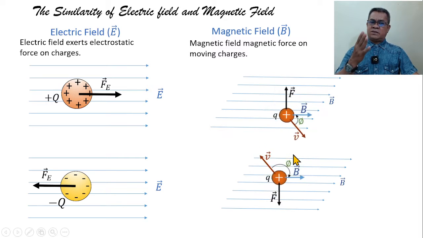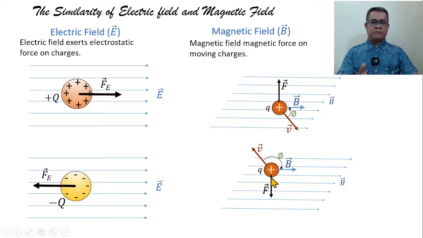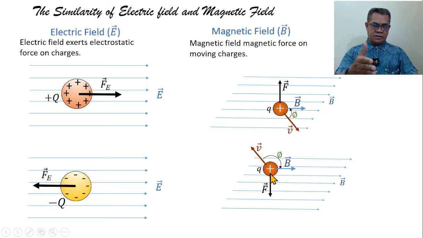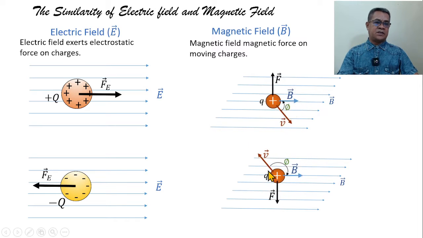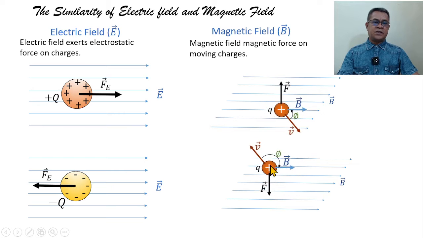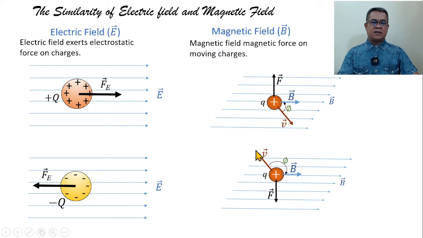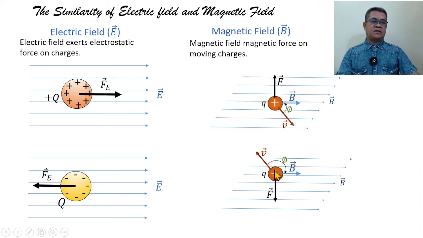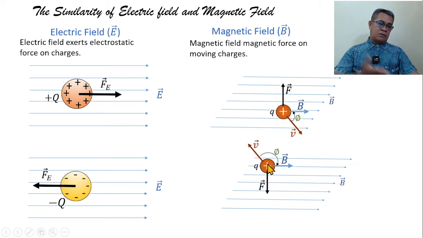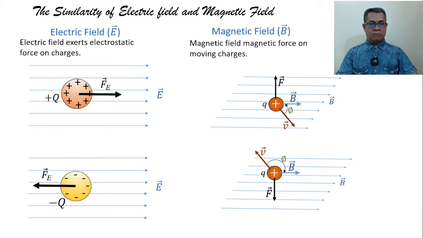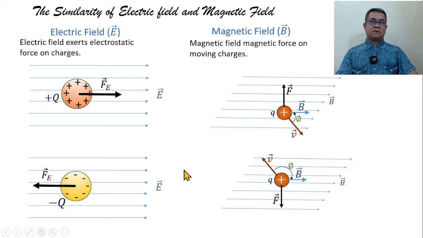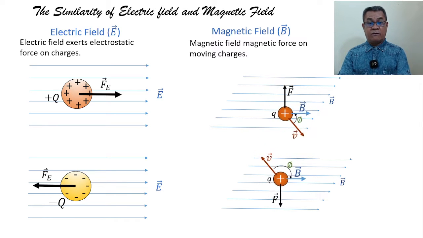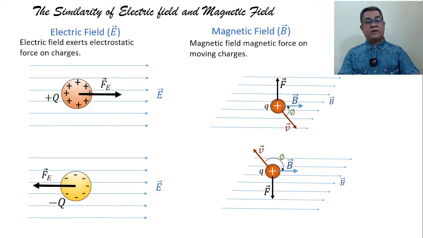Now, if this particle travels in the reverse direction, notice that the magnetic force also reverses its direction. And notice also that the angle from velocity to the magnetic field changes, which means that the direction of the velocity matters for the magnetic force.